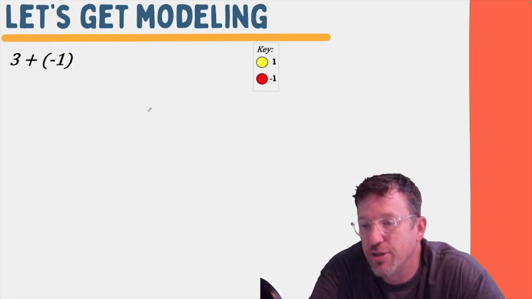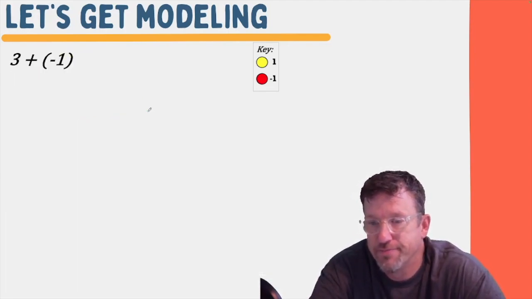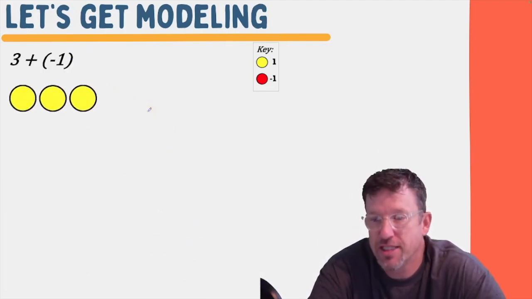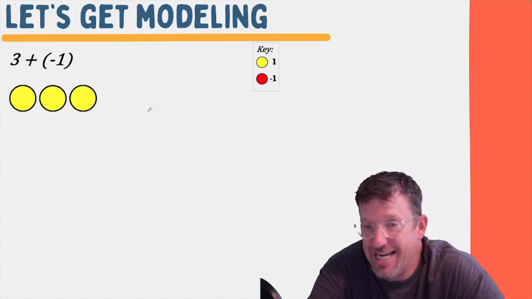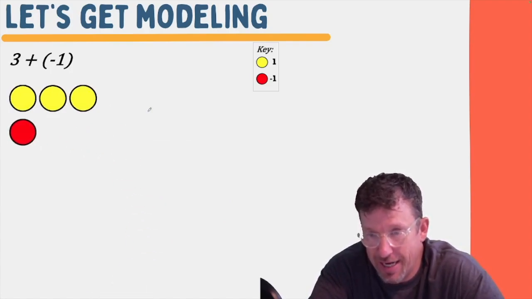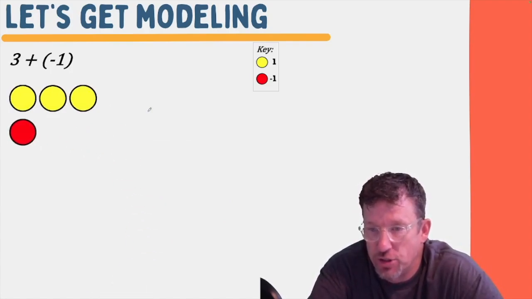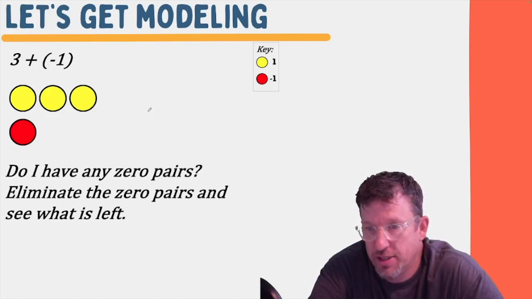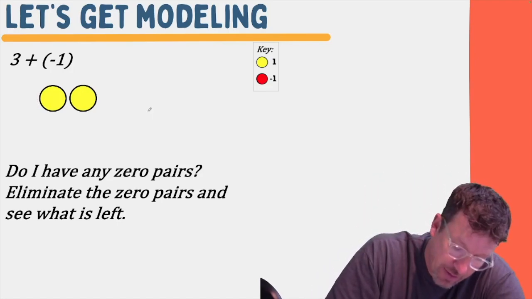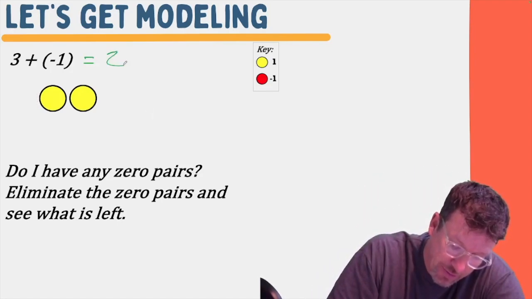All right, let's try another one. Start with 3. What does that look like? Boom, 3 positive chips. And then we're going to add a -1. So we need to put that -1 up there with it. Do you see any 0 pairs? I do. There's one. Let's eliminate it. What are we going to end up with? 2 left over, which means 3 plus a -1 equals 2.